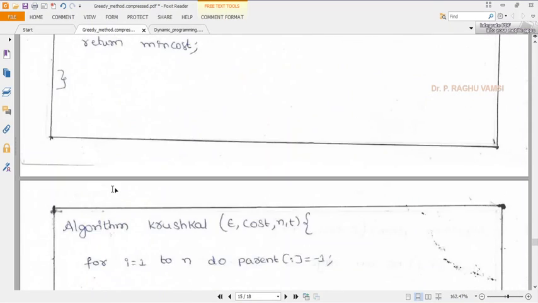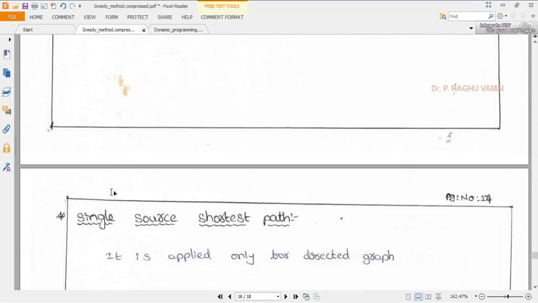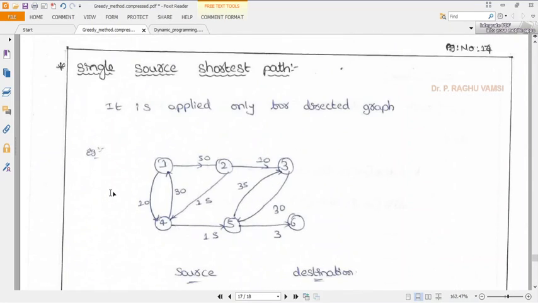Then afterwards we went to another method called the single source shortest path algorithm. Please remember, single source shortest path algorithm means from one source you are supposed to identify the shortest path to every other node in the graph. That is what is called the single source shortest path algorithm. This can be solved using the greedy method.